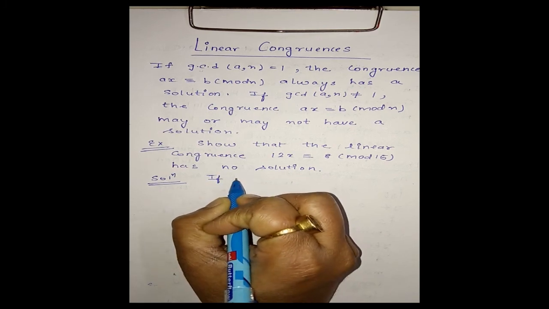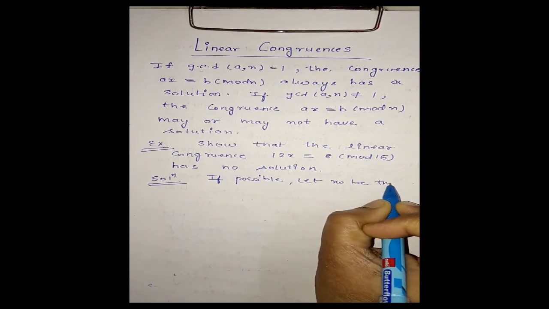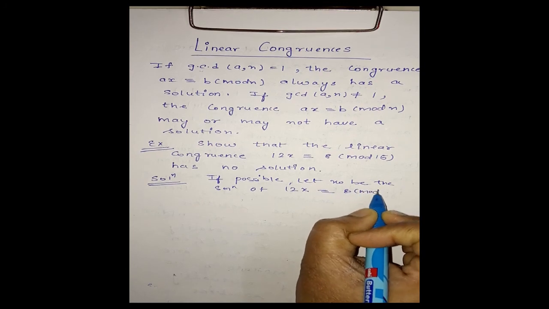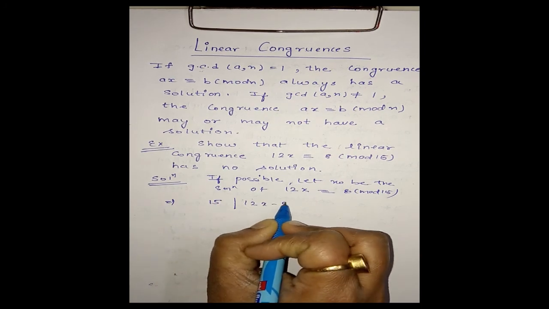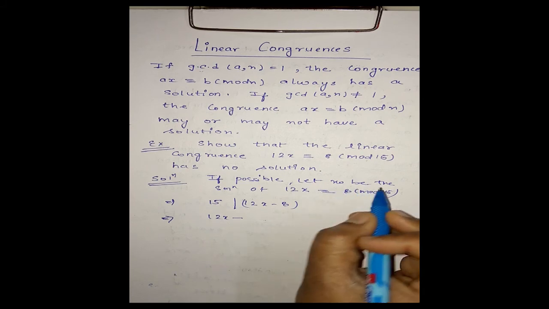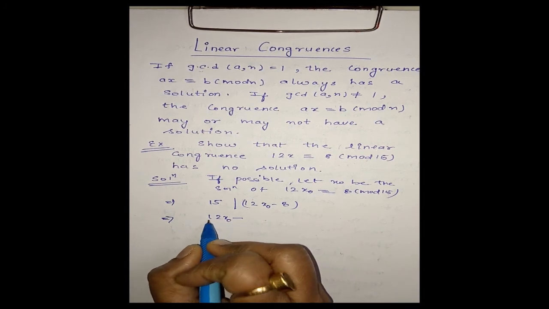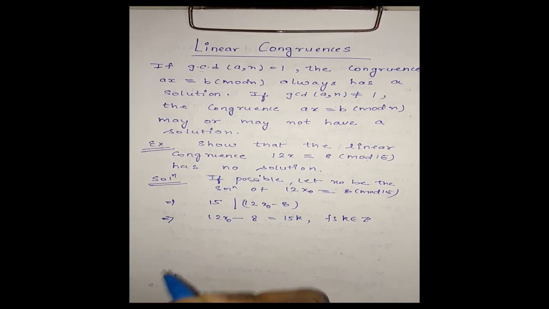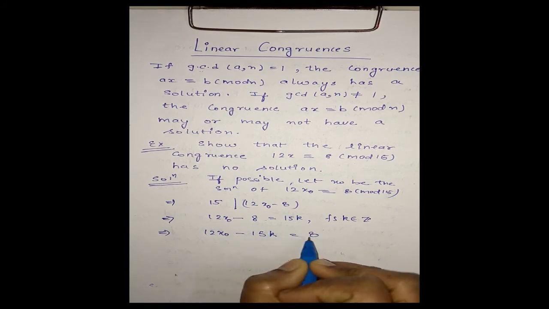If possible, let x naught be a solution of this equation 12x is congruent to 8 modulo 15. Then by definition, this implies 15 divides 12x minus 8. If x naught is the solution, we can replace x by x naught here. That means 12x naught minus 8 is equal to 15k for some integer k. Now, this gives us 12x naught minus 15k is equal to 8.